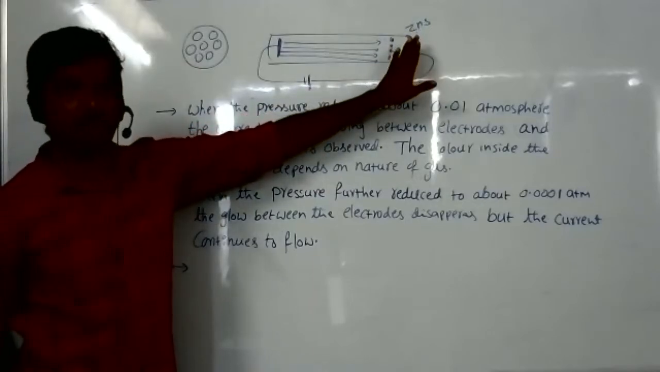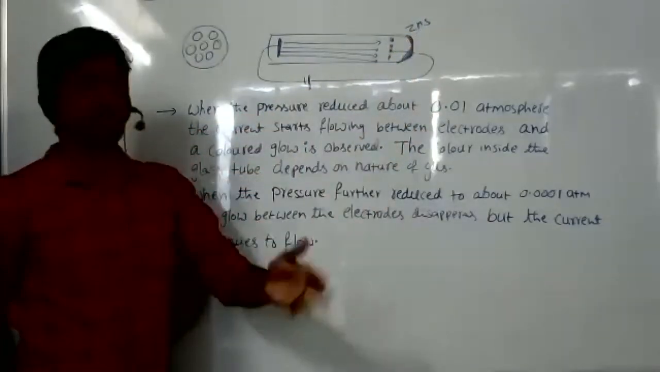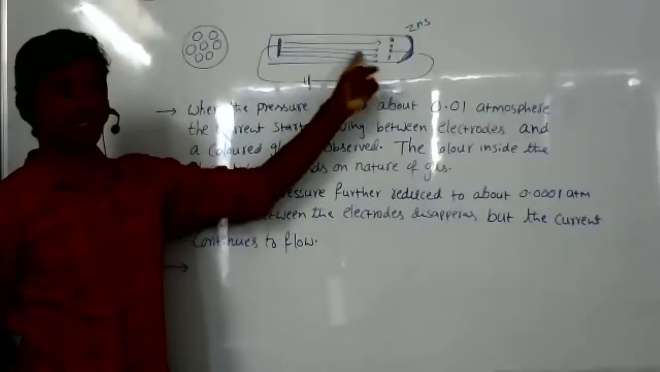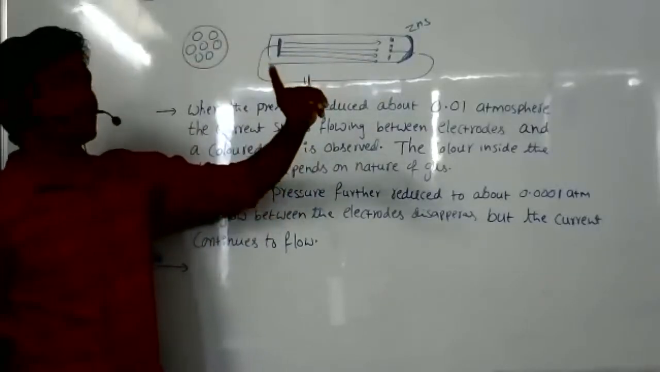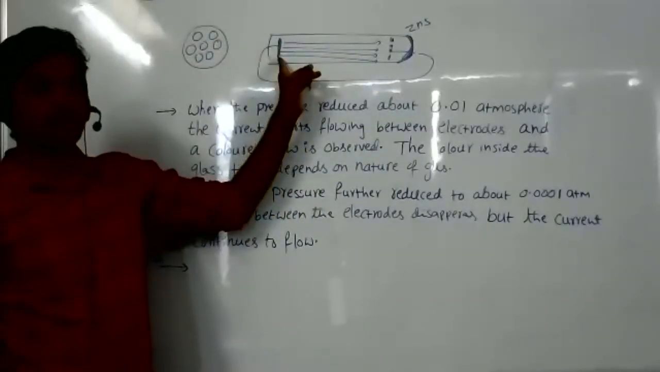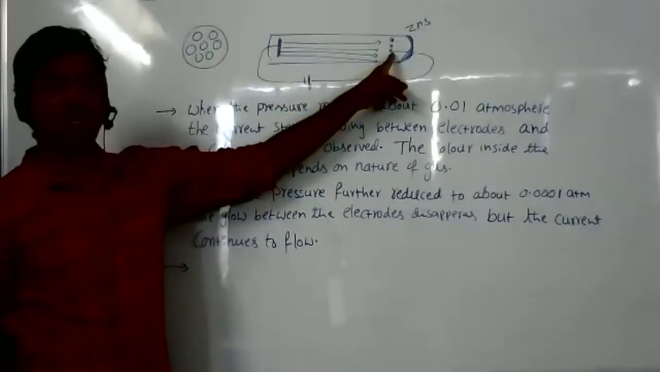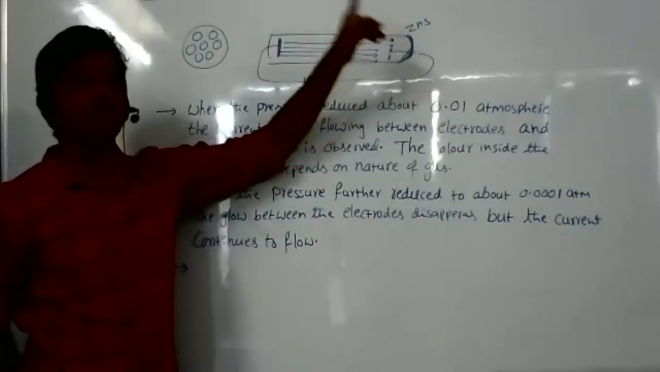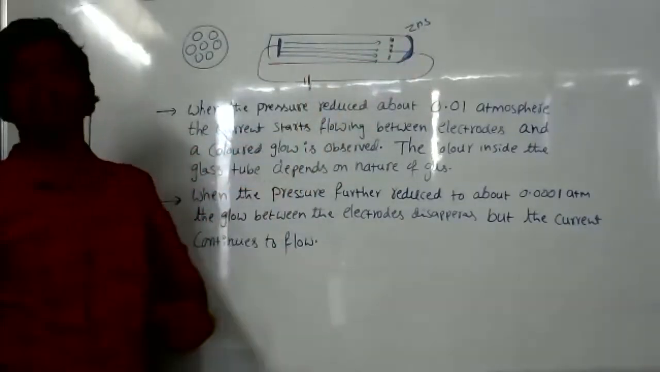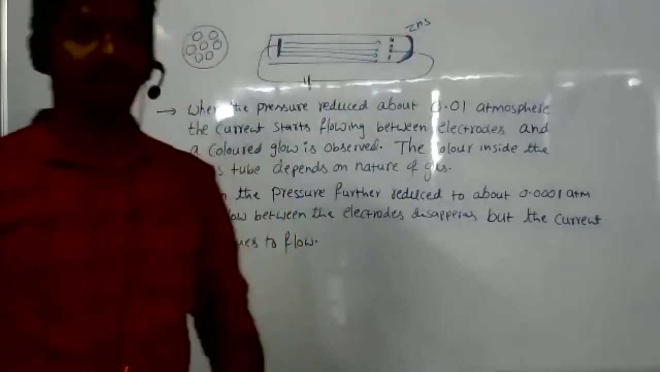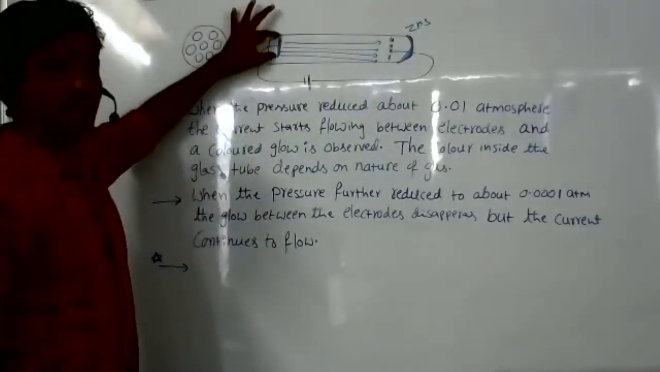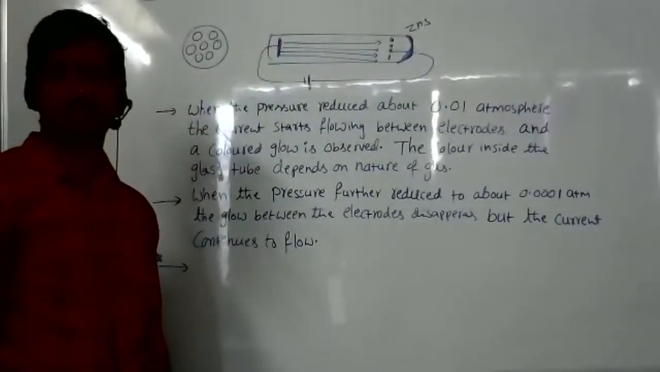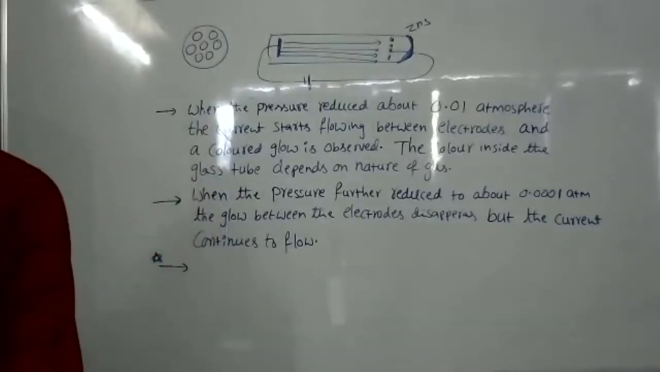This observation shows some invisible rays. Here we can't visualize any rays. Some invisible rays are coming from the cathode plate, passing through the holes of the anode and striking the zinc sulfide screen. Those rays are called cathode rays, because they are produced from the cathode. That's why we call them cathode rays. Okay, right about this point.